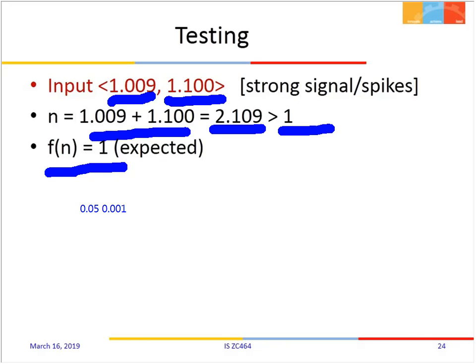I am taking f of n as equal to 1 if n is strictly greater than the threshold, and equal to 0 otherwise. Rather, I should say it is greater than, right? So I would change this. So f of n is equal to 1 if n is strictly greater than t, and 0 otherwise. Otherwise means n is less than or equal to t. Okay.